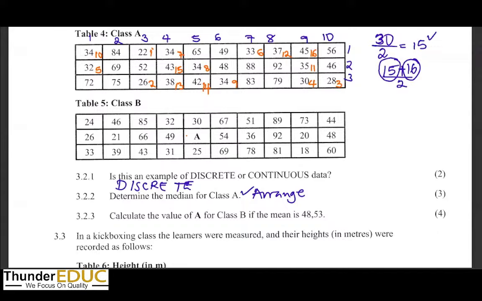In the 15th position, I have 43, plus in the 16th position, I have 45. I added the two and divided by two. When I added 43 and 45, I get 88. I divide by two, so the answer becomes 44. My median is 44.